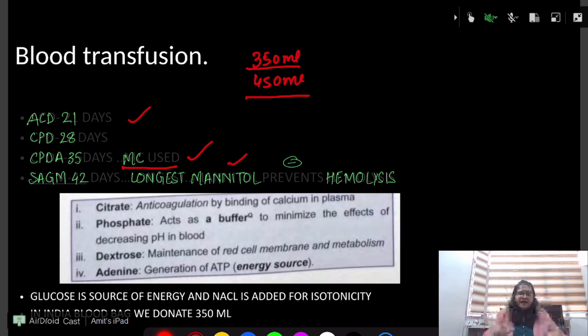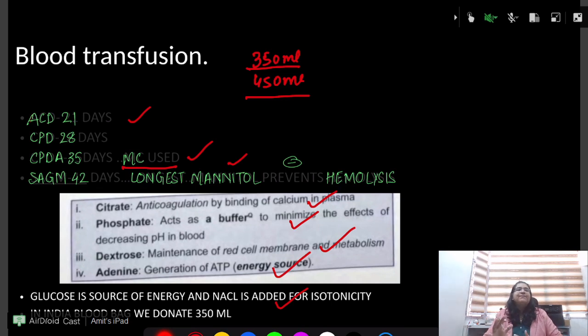Okay, for the contents, please know citrate is added because it is an anticoagulant. Phosphate is added to act as a buffer. Right, dextrose is added for the maintenance of red cell membrane and metabolism. Adenine or adenosine is added because it is an energy source for ATP generation. Glucose is also a source of energy, and NaCl is added for isotonicity.